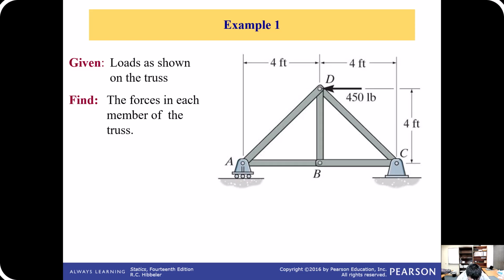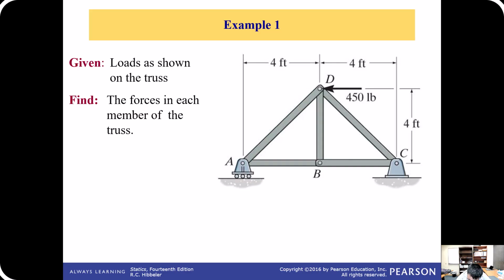So let's first check the truss. A is a rotor, C is a pin. We have an external force acting at joint D. First, let's check if there are any zero force members here.